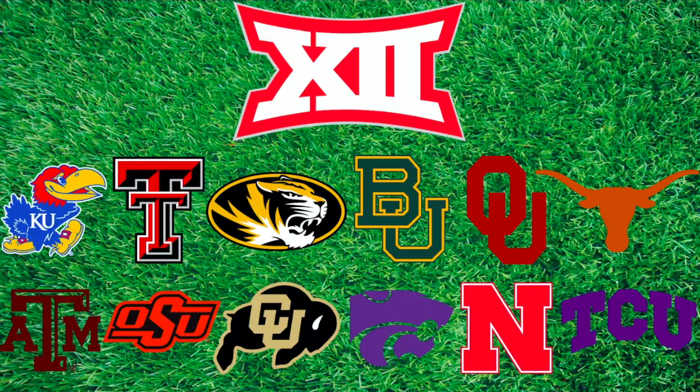So after these moves, this is how I think the Big 12 will look. Kansas, Texas Tech, Missouri, Baylor, Oklahoma, Texas A&M, OSU, Colorado, Kansas State, Nebraska, and TCU. Just so you know, that OSU was Oklahoma State, if you did not know, not Oregon State or Ohio State. So I think these moves are pretty good. I think that these moves are pretty obvious. The only one that might stay would be Iowa State. I was really on the fence about that one, but I decided to have them leaving.